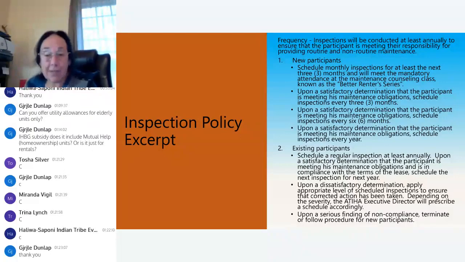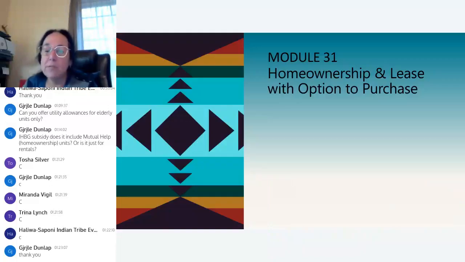Upon a dissatisfactory determination, apply the appropriate level of scheduled inspections to ensure the corrective action has been taken. Depending on the severity, the ATIHA executive director will prescribe a schedule accordingly. Upon a serious finding of non-compliance, terminate or follow procedures for new participants.